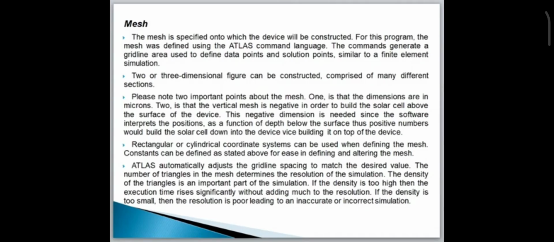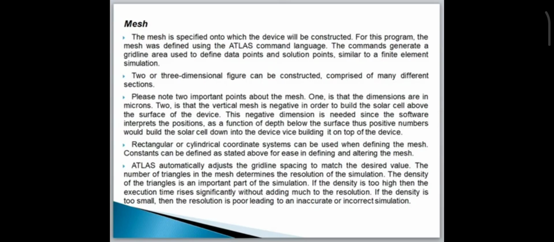Please note that there are two important points about the mesh. First one is that the dimensions are in micron, and the second is that the vertical mesh is negative in order to build the solar cell above the surface of the device. The negative dimension is needed since the software interprets the position as a function of the depth below the surface. A positive number would build the solar cell down into the device, while we are building it on the top of the device.